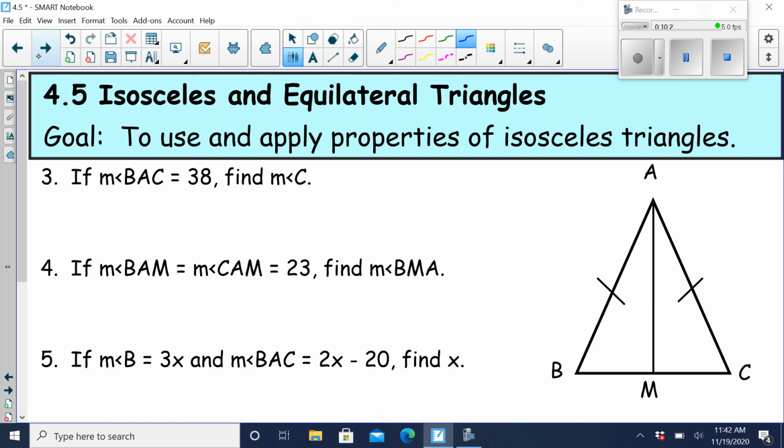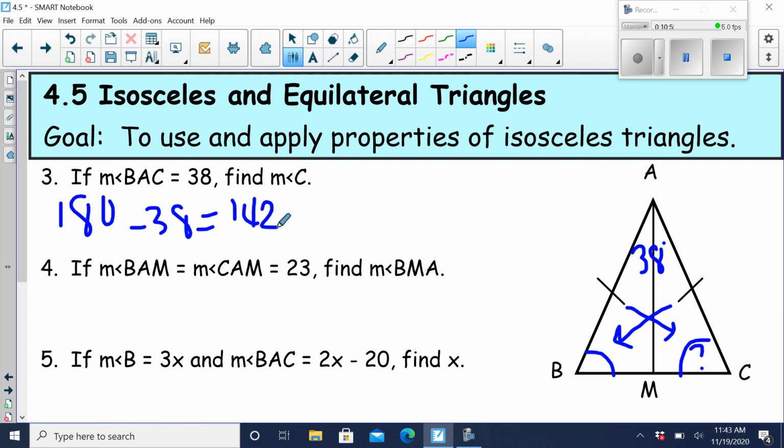All right, these are just working with that isosceles triangle off to the right. It says if the measure of angle BAC is 38, they want us to find the measure of angle C. Working on this triangle right here, since it's isosceles, this side is across from angle C, and side AC is across from angle B. Those angles have to be congruent. I know in a triangle there's 180 degrees. If I subtract the 38, what am I left with? 142. That 142 has to get split between the two base angles. So if I divide by 2, each angle is going to measure 71 degrees.